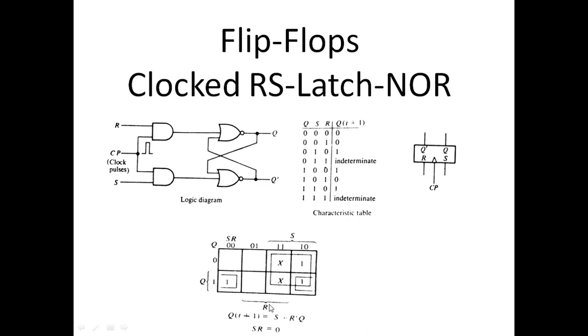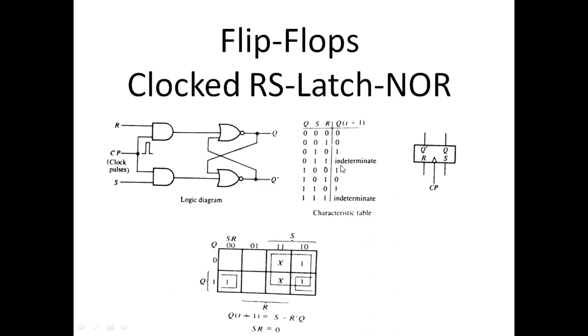The product term for this group is S, and the Boolean function is Qt plus 1. So Qt plus 1 is equal to S for this group, and for this group we get R prime Q. So S plus R prime Q is the Boolean equation for the next state.